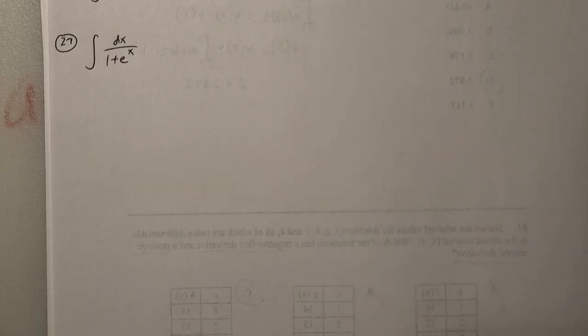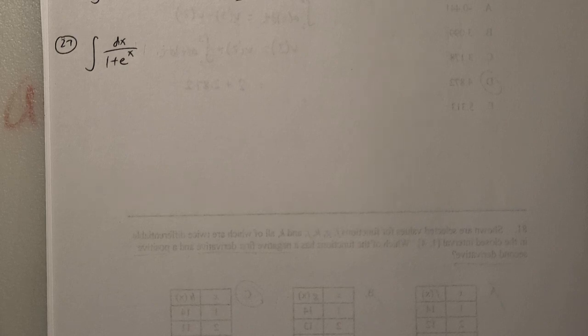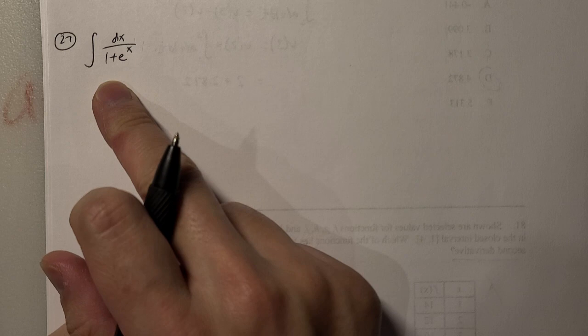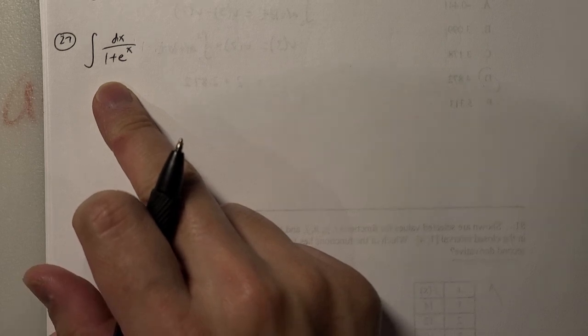Welcome to the next episode of solving section 7.5 in the James Stewart Calculus Early Transcendental textbook, the 7th edition. We are on number 27. So let's continue. We have this integral dx over 1 plus e to the x, okay?